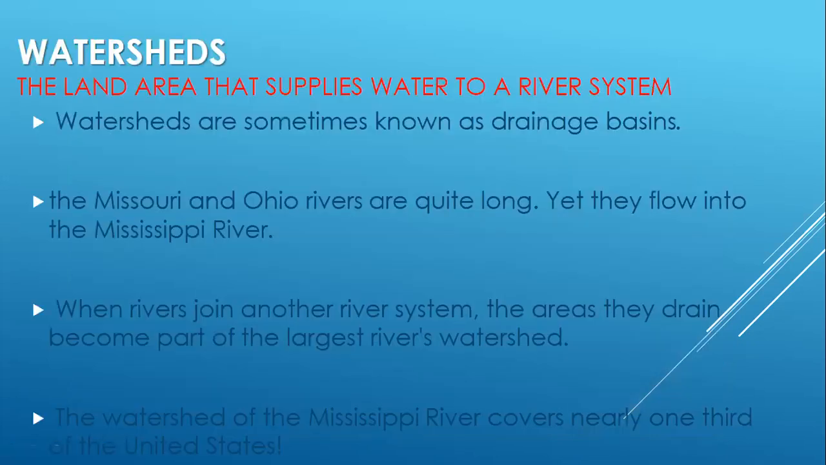After the tributaries, the watershed is a land area that supplies water to a river system. Like we said before, it can be a drainage area or a basin that collects the water coming from the rains. For example, the Missouri and Ohio rivers are quite long, yet they flow into the Mississippi River. When a river joins another river system, the area it drains becomes part of the larger river's watershed. The watershed of the Mississippi River covers nearly one third of the United States. That's too much.